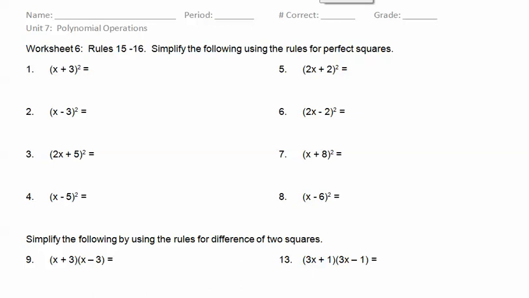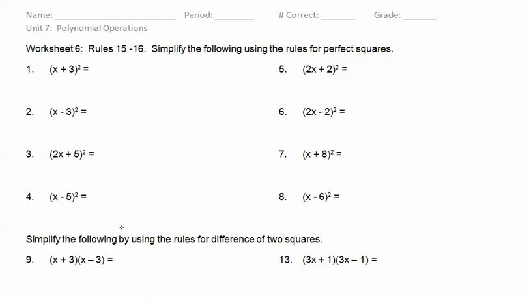For worksheet 6, we're going to be multiplying binomials again, but these are with special rules. In the first part, we have perfect squares, which means it's just a binomial squared, or we have the difference of two squares, which you'll see in the answer why we call it that. This is the case where we have the same exact two binomials, but one is plus and one is minus.